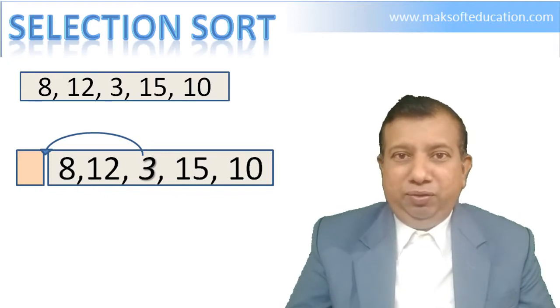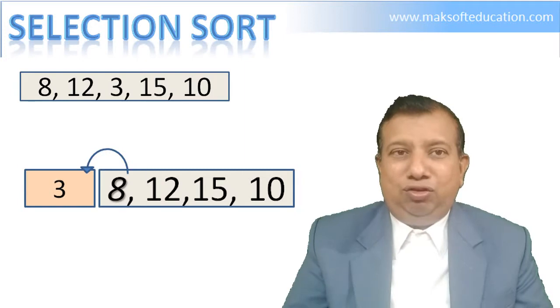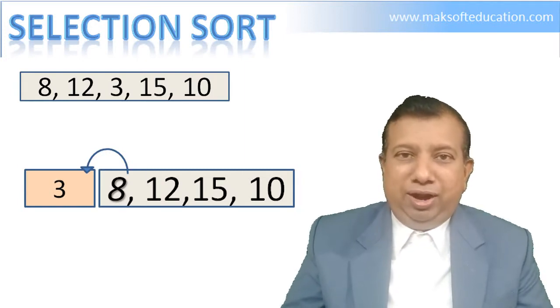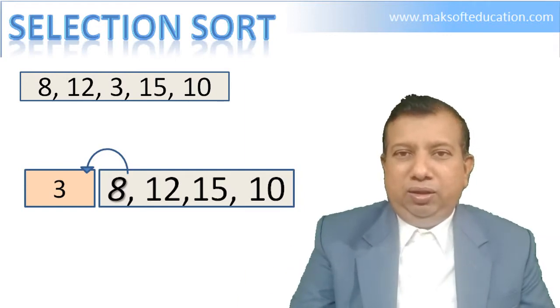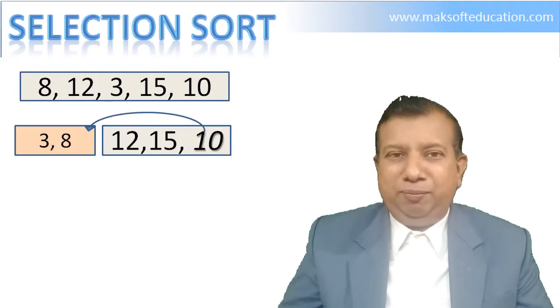First part is over. Now again from remaining values select the smallest value. Now in remaining value 8 is the smallest value. Select the 8 and insert at the end of sorted array. Repeat this process for all values in unsorted array.